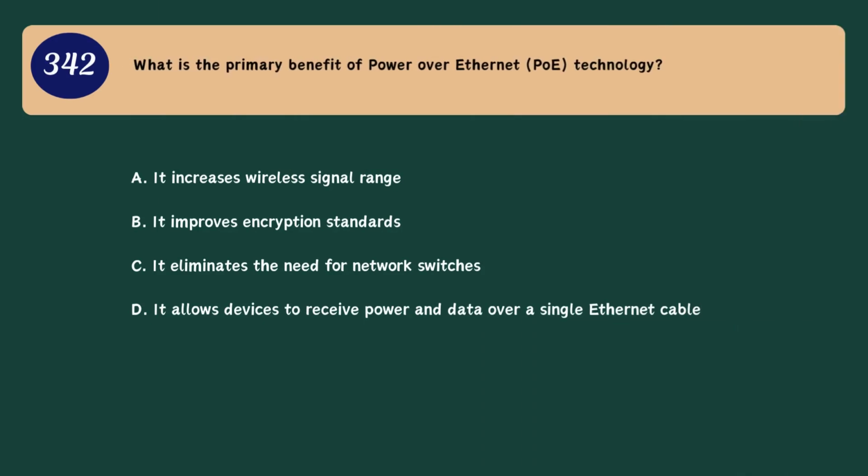Question 342. What is the primary benefit of power over Ethernet technology? A. It increases wireless signal range. B. It improves encryption standards. C. It eliminates the need for network switches. D. It allows devices to receive power and data over a single Ethernet cable.